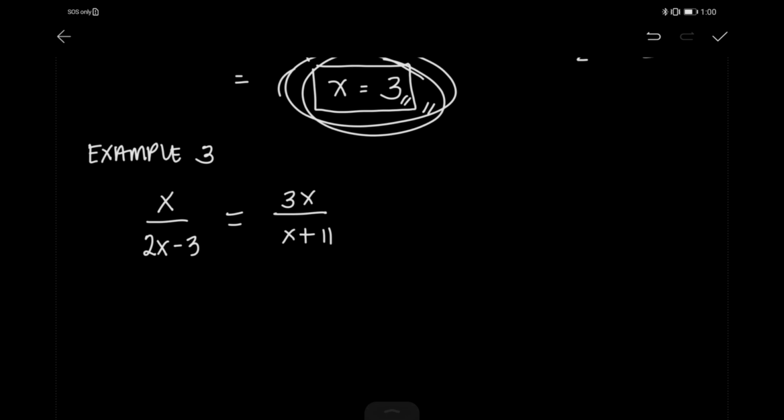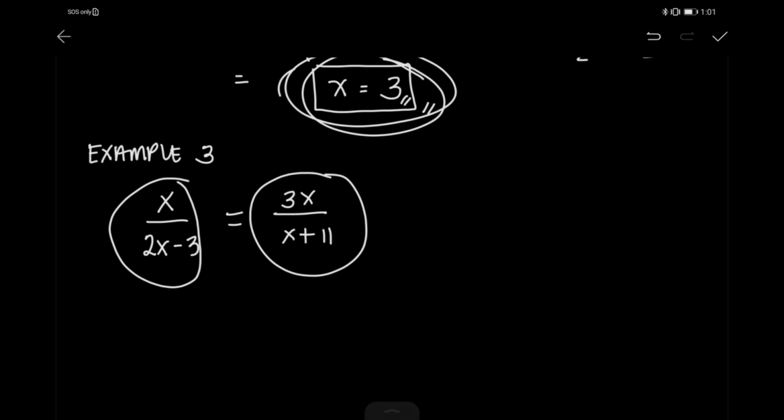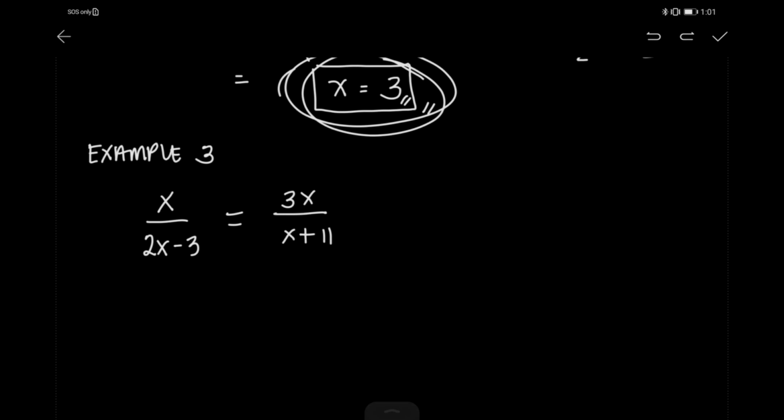Okay, so let us have here another example of a rational equation. So we have here the given rational equation: x all over 2x minus 3 is equal to 3x all over x plus 11. Since we have a single rational expression on this side, and also a single rational expression on the other side, separated by the equal sign, the best thing that we can use is cross multiplication. So we can multiply this one and multiply this one to here. Okay? So let us do the first one.